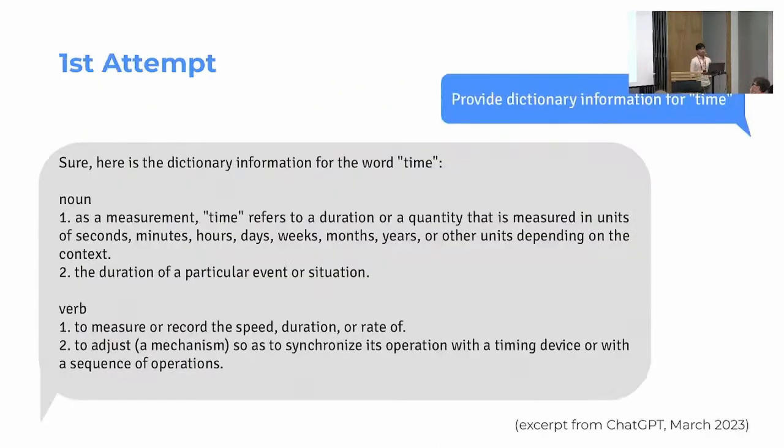So next, I tried to get the information from ChatGPT with this question: provide dictionary information for the lemma time. And this is the answer that I got in March 2023. Basically, there is not a lot of data related to lexicographical items. There's a lemma sign, part of speech, the definition, and maybe polysemy.